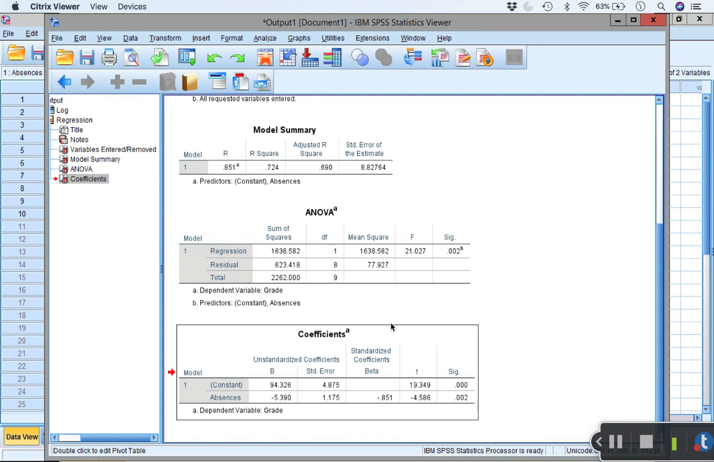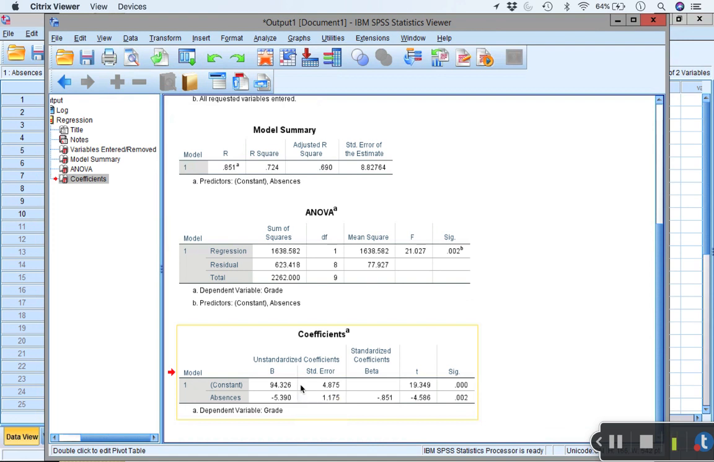You can see here, I'm going to look at the part that says unstandardized coefficients. The column is labeled with a capital B. This first row, this value, corresponds to the row of constant under the column B, so 94.326. This is going to represent the intercept of our regression equation, or as we've called it, letter A. The line right below that, associated with absences, negative 5.390, is going to be our slope, or in our regression equation, our B.